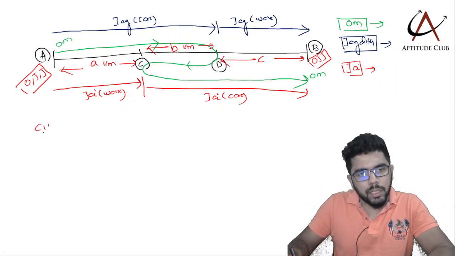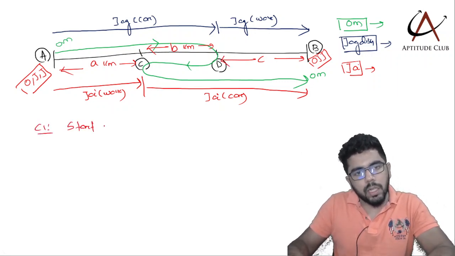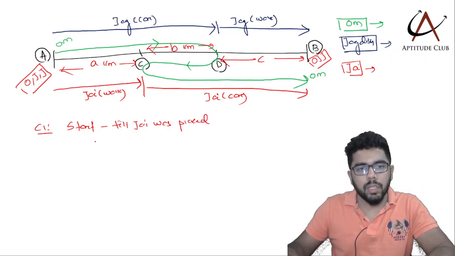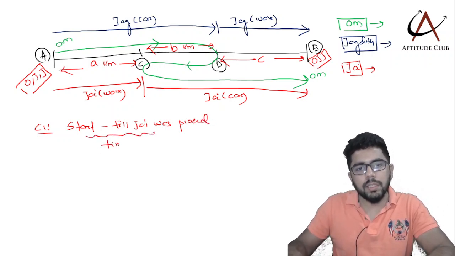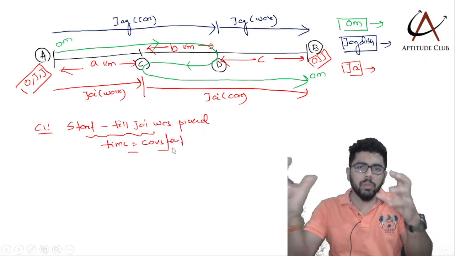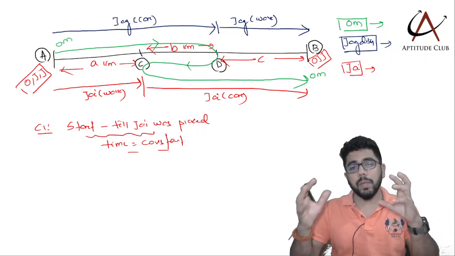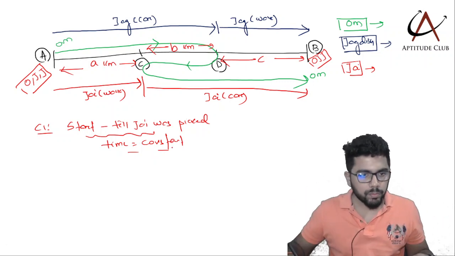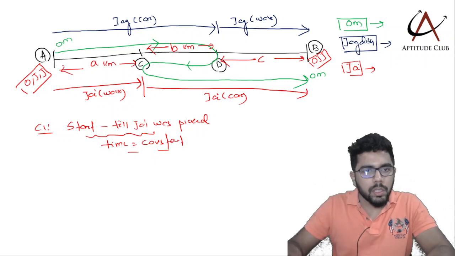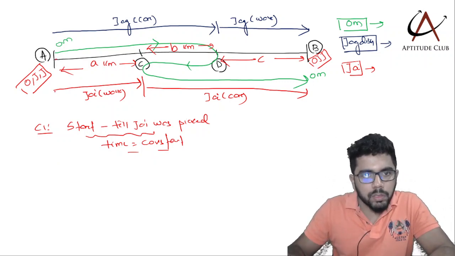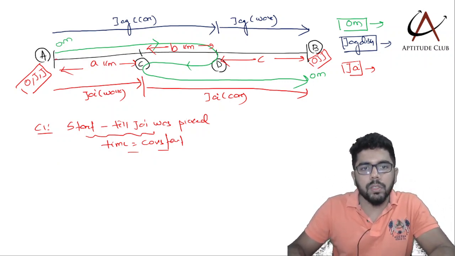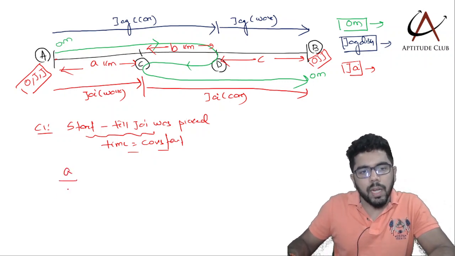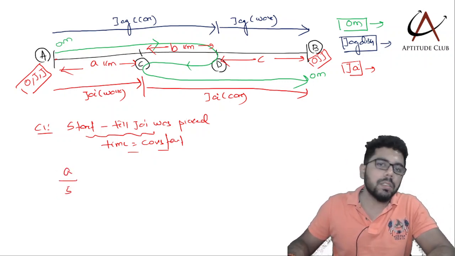So first, case one, I'll take from the start till Jai was picked. Start till Jai was picked, I can say time is constant because all of them started together, up to the moment Jai was picked. So if I am comparing Jai and Om, what is the distance that Jai traveled? Jai traveled from point A till point C. So Jai traveled a kilometers at a speed of 5. So this is the time taken by Jai.